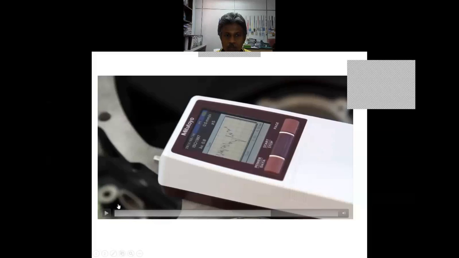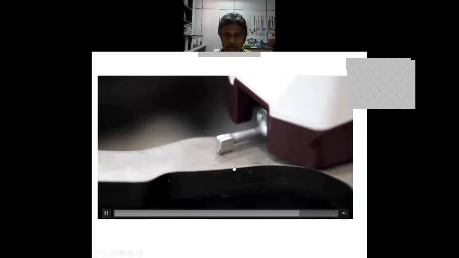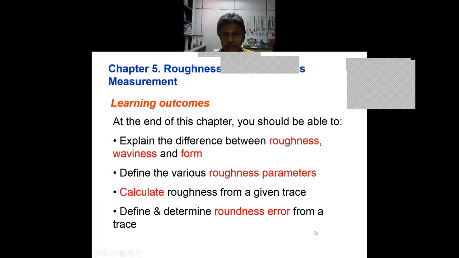Once the measurement is done, the results will be displayed on the screen. I think it is not shown here. You can see the roughness value. So we'll go into the detail of this topic.